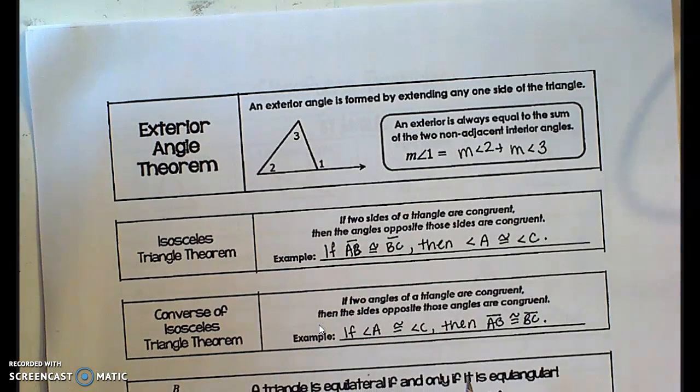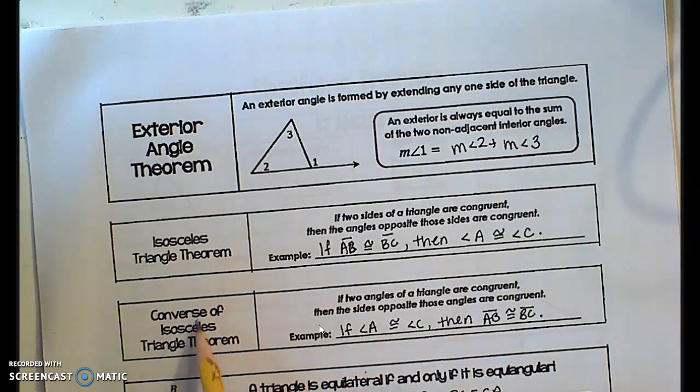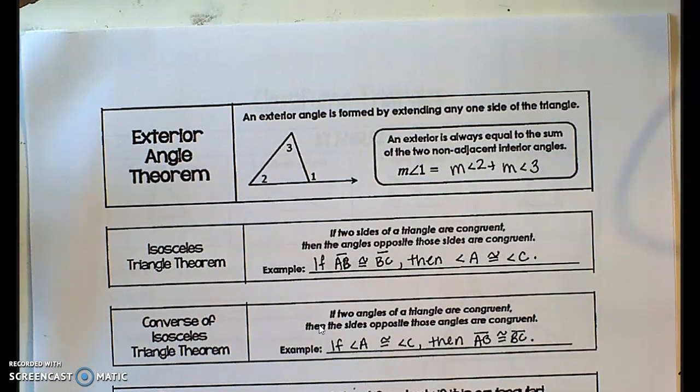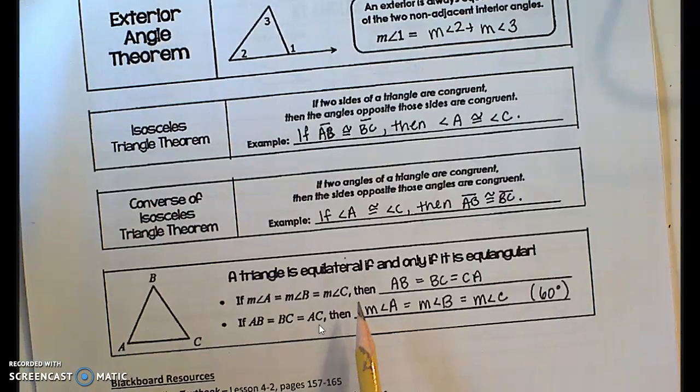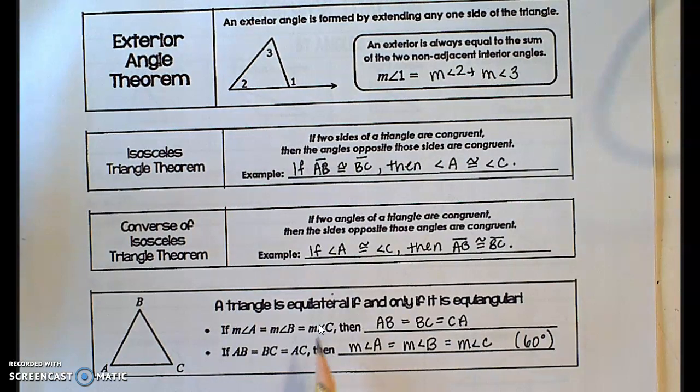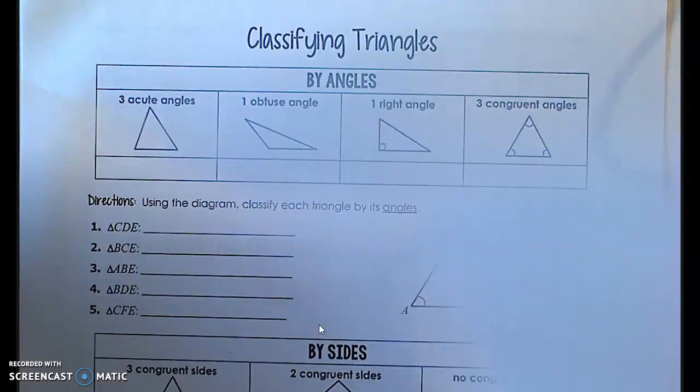On the next page, we have the exterior angle theorem. We'll go over that. The isosceles triangle theorem, the converse of the isosceles triangle theorem, right? The original conditional, if P then Q, its converse is if Q then P, right? And then we have information about equilateral and equiangular triangles. Equi means the same. Equilateral, the same sides. Equiangular, the same angles. Okay? So let's get started over here.